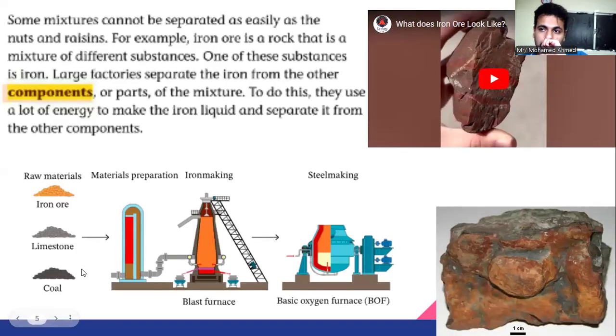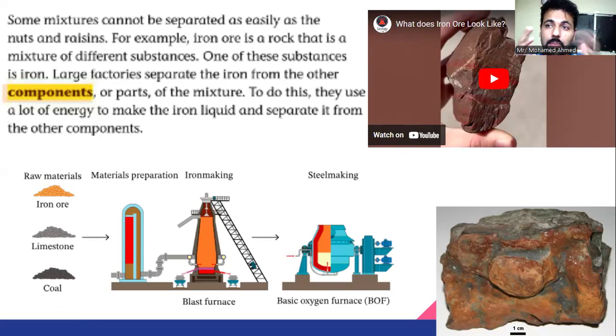Okay, and then this rock is called iron ore. What is this? This is a mixture of iron and different components mixed together. As you see in the picture, this rock is called iron ore. It's a mixture of iron and other substances. So do you think it is easy to separate? No, actually, it's hard to separate iron from iron ore. It needs a lot of energy. That's why factories use a lot of energy to separate the iron from iron ore.